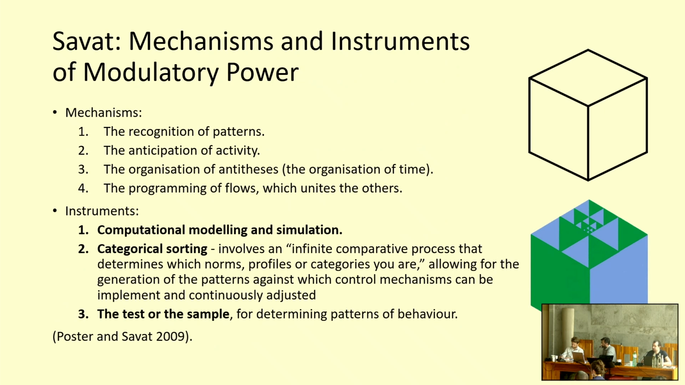So he talks about four mechanisms which are involved in this form of modulatory power. The recognition of patterns, anticipation of activity, the organization of time, the programming of flows. And crucially, the instruments. So here, what I'm talking about is the way LLMs can be instrumentalized to serve each of these different purposes. They can be used for computational modeling and simulation of human agents, as we discussed. The sorting process, which is a precondition for the application of the control mechanism, and for determining patterns of behavior by production of tests and samples.